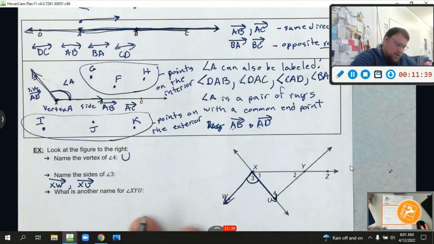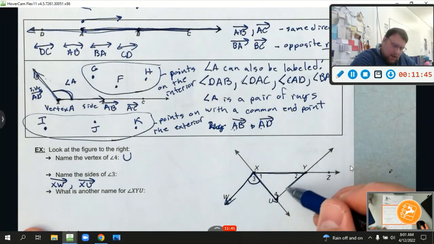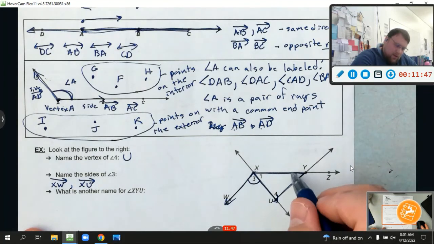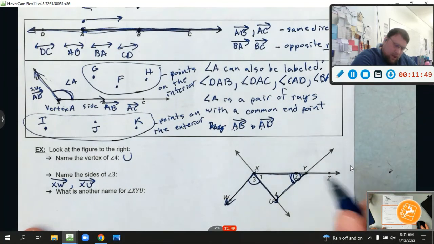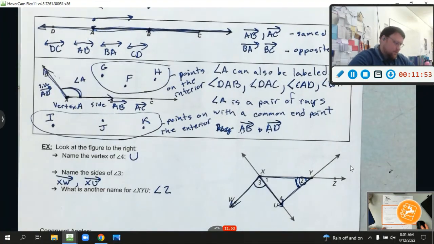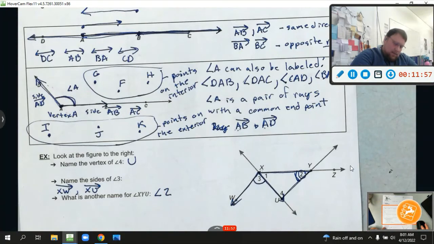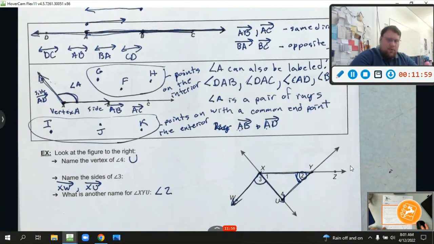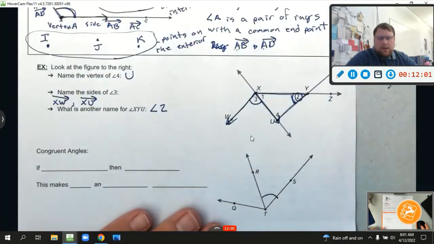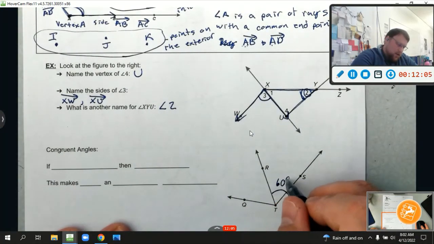All right, what is another name for angle XYU? Well, it's this angle, and that angle is labeled angle 2. So we could call it angle 2. Awesome. Okay, I'm going to look at this example right down here. Let me scroll this up so you can see what I'm talking about. And this is 60 degrees. Go ahead and label that.